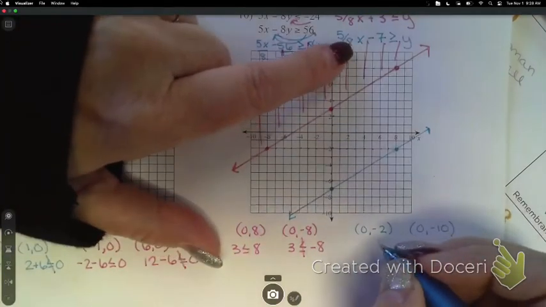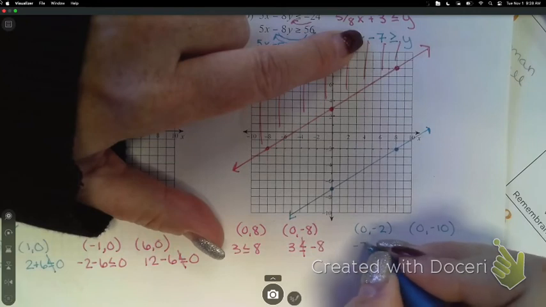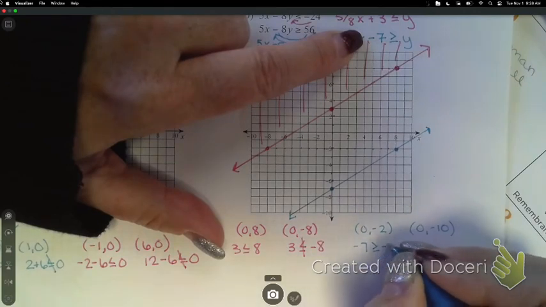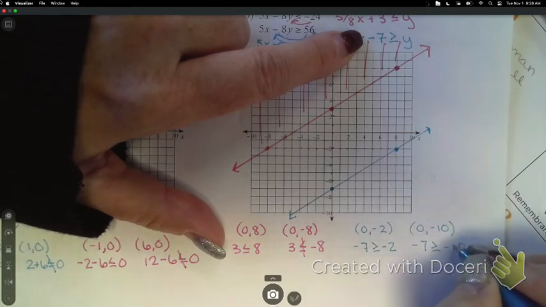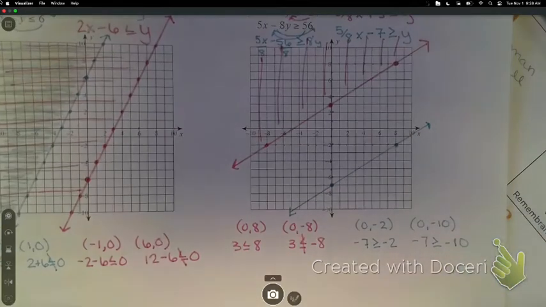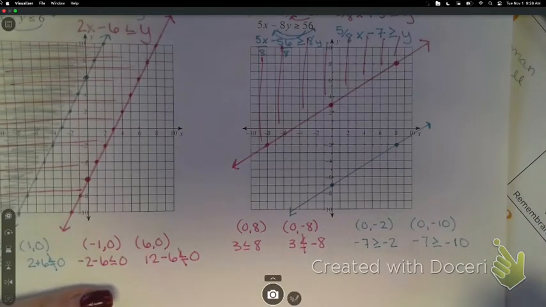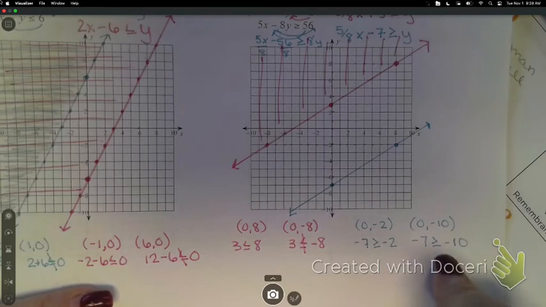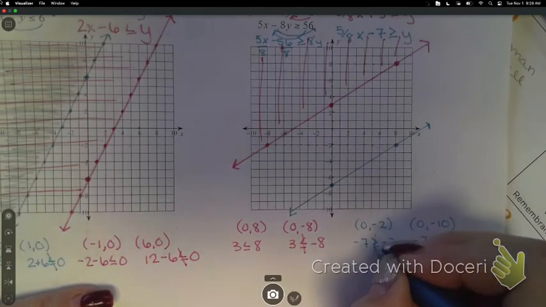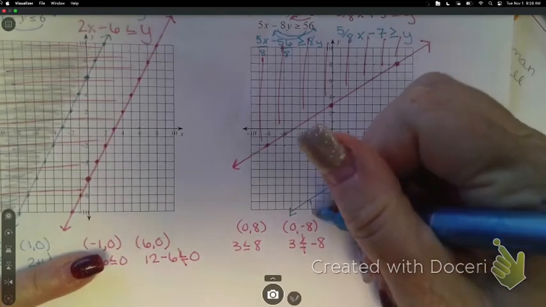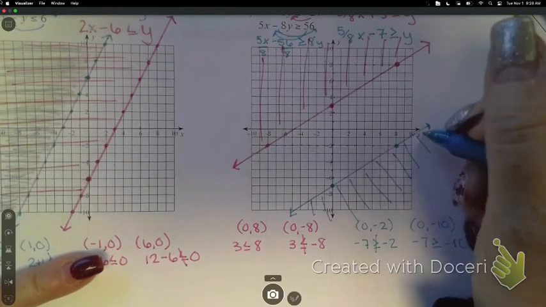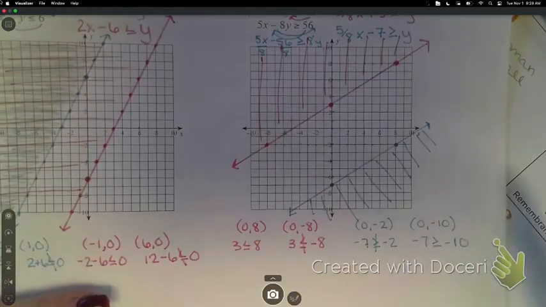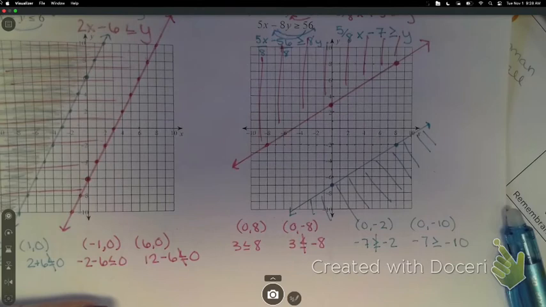So on this one, this would be 0. So -7 is greater than or equal to -2, or -7 is greater than or equal to -10. Which one's true on that one? The -10? Yep. And that's down here. So do they have anything in common? No solution. So this is what no solution looks like.